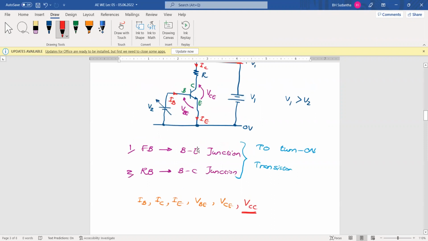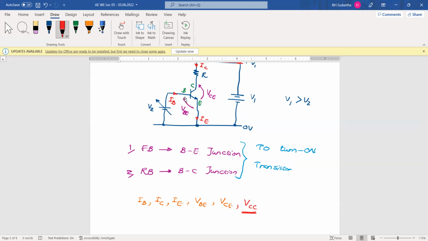What is that VBE? VBE is the voltage across the base to emitter junction. That base to emitter junction is what? That is a diode. Base to emitter junction, if you consider that without considering the collector, is a diode. Is it clear? Then when you provide 0.7 volts to the base to emitter junction, it will be forward biased. Then because of this forward voltage, the forward current will be there.